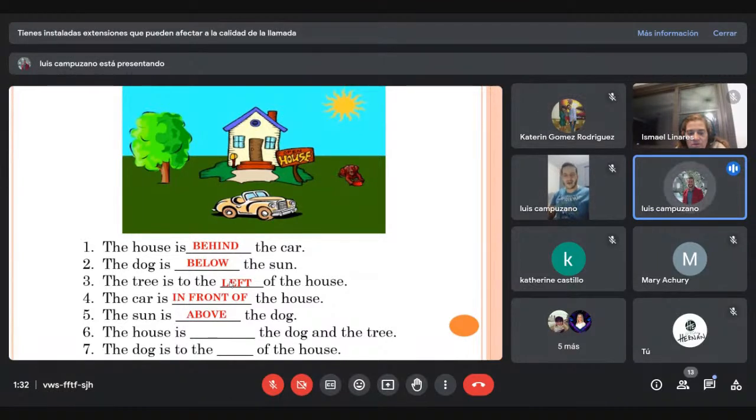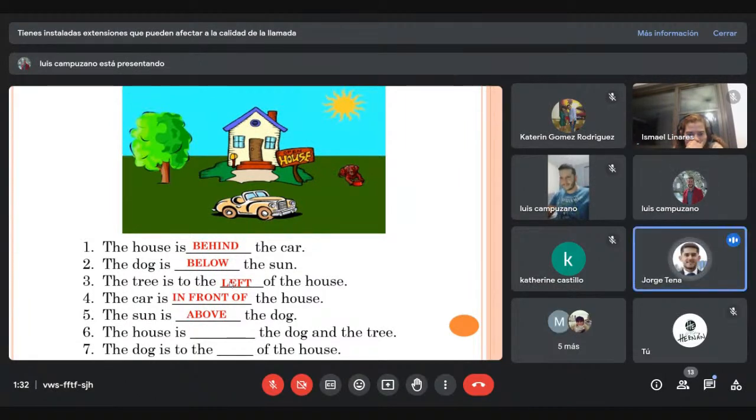George, help me out with number 6, please. The house is the dog and the tree. What do you think, George? The house is between the dog and the tree. That's correct. Good job, George. Thank you very much. And finally, number 7 is going to be for Beatriz. Beatriz, can you help me with number 7?